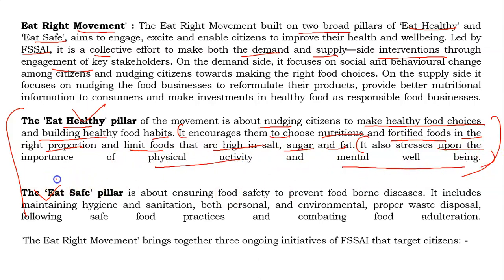And what about this eat safe pillar? It is about ensuring food safety to prevent foodborne diseases. It includes maintaining hygiene, sanitation, both personal and environmental, proper waste disposal, following safe practices, and combating food adulteration.